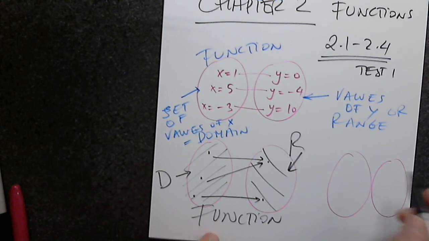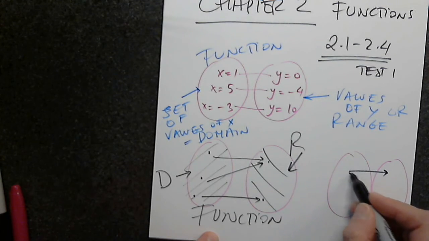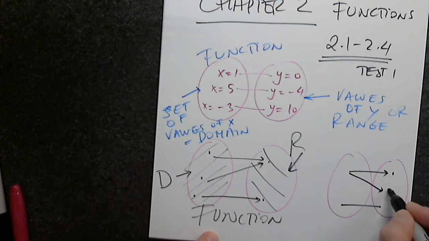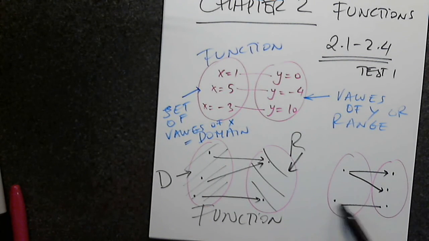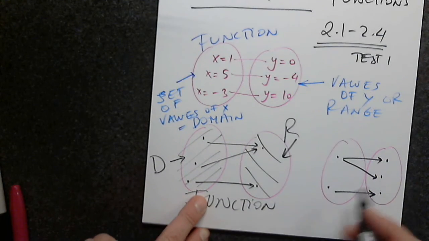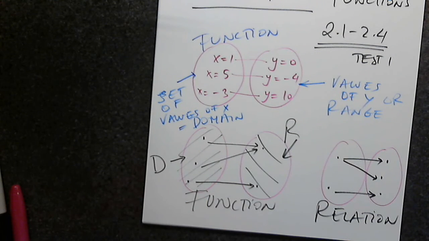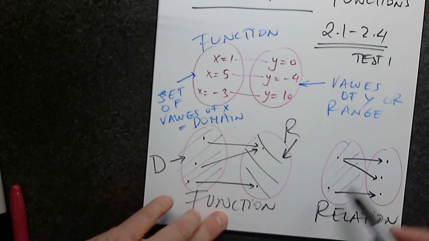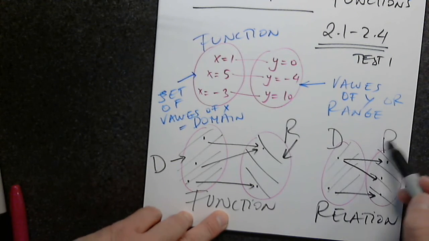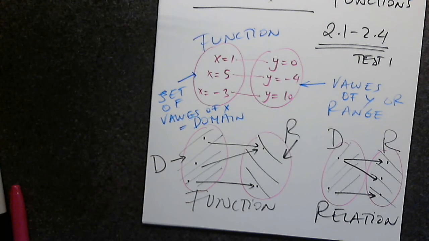Here's a third scenario. So this number corresponds to these 2, and this number corresponds to this one. Is this a function? No, this is called a relation. This is still its domain, and this is still its range, but it's not a function. It's a relation. Is it possible? Yes, it's possible in real life situations. But it's not a function.